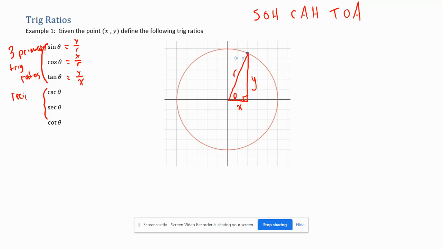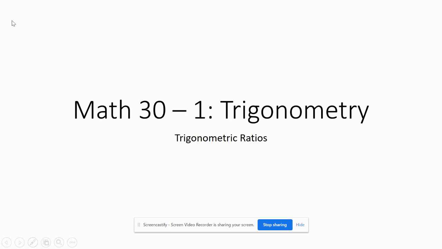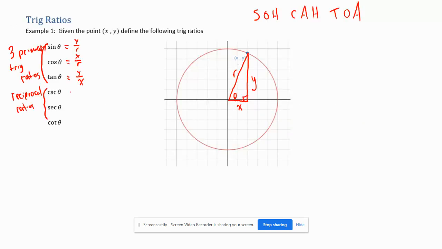Now the next three are what we call the reciprocal ratios. They're called reciprocals because they're the reciprocals of the three previous ones. So first of all, this one says csc, which really stands for cosecant. I'm just going to write this over here. And then the one below this, sec, stands for secant. And the last one is cotangent, like this.